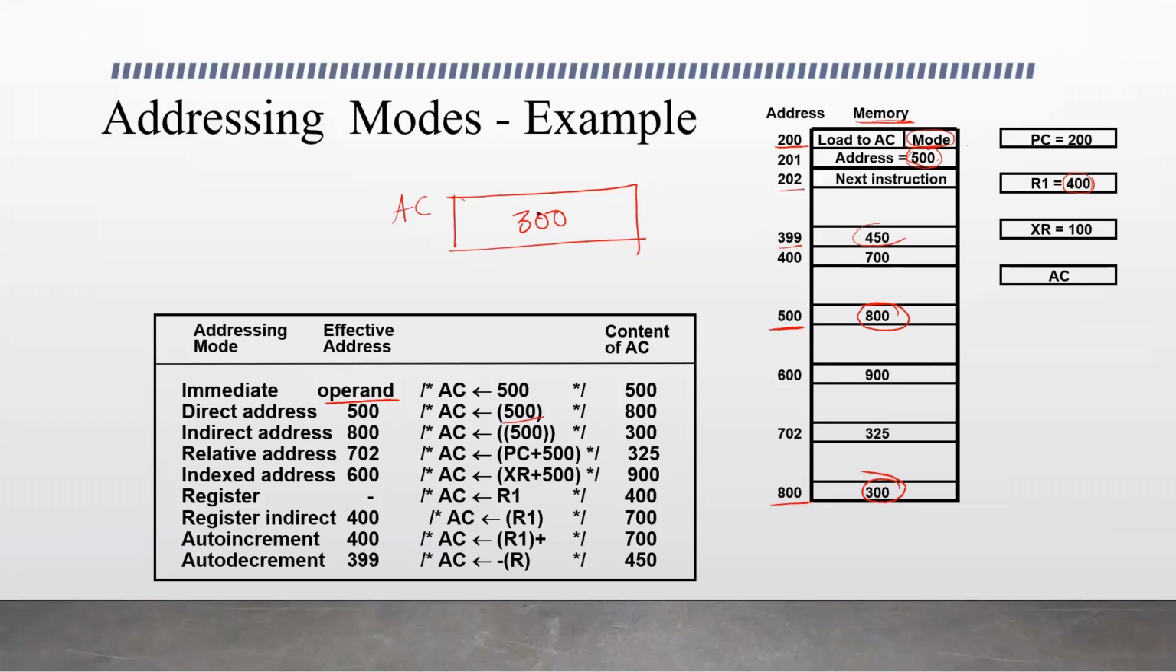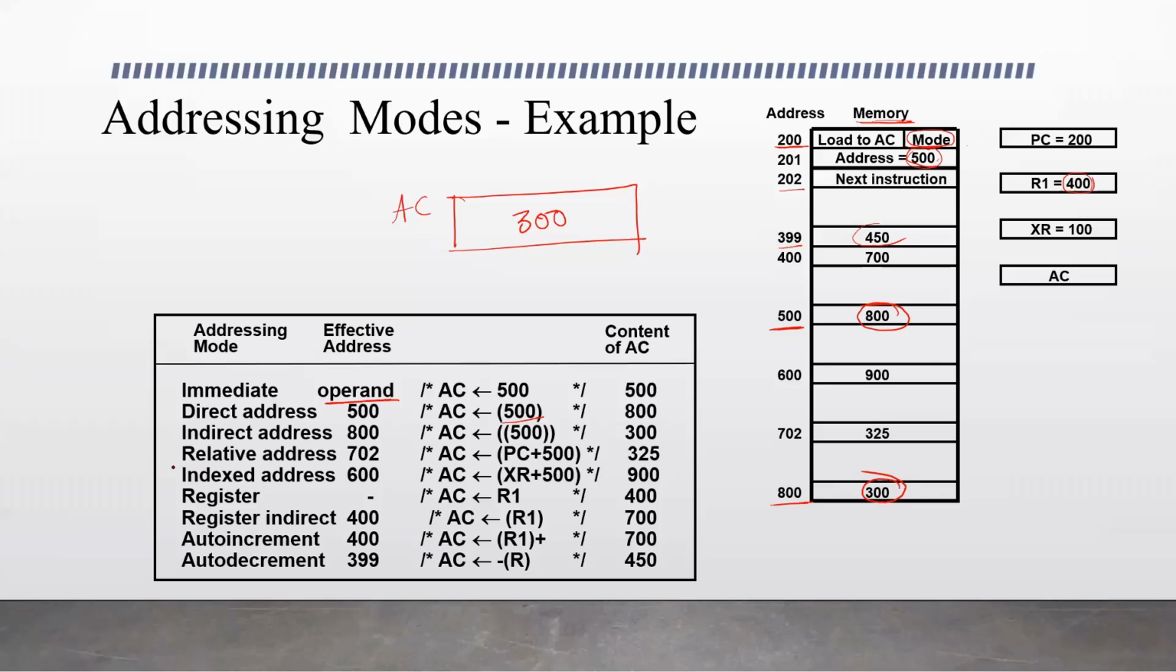We consider the address given as the location of the effective address. So 500 is the location of the effective address. The effective address is 800. And at that location, we find the operand, that is 300.